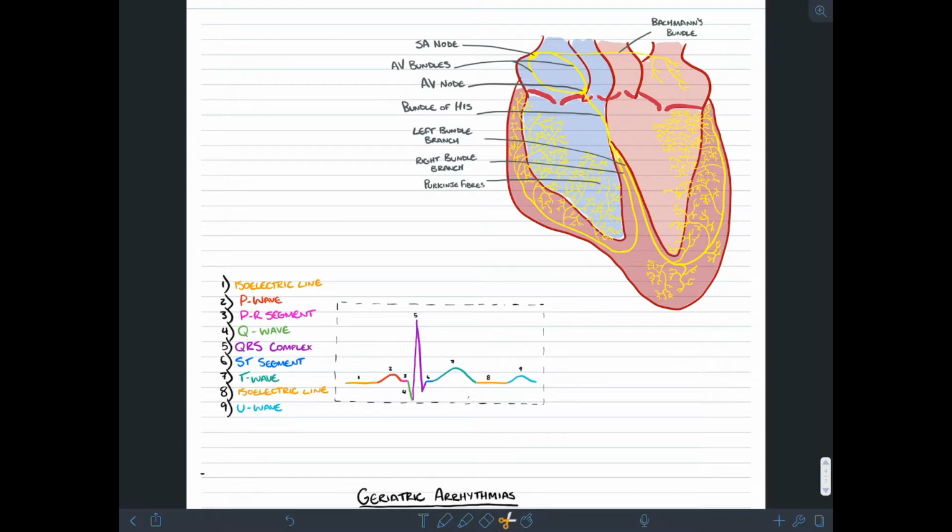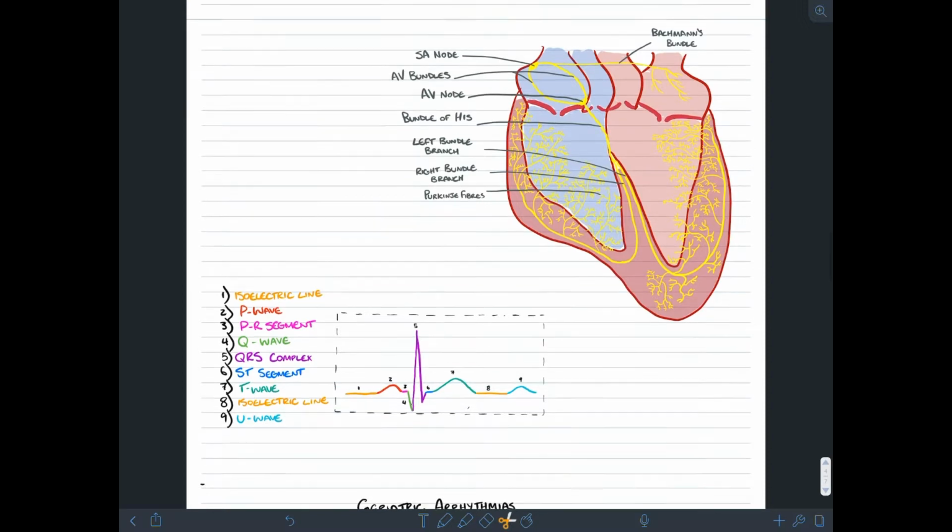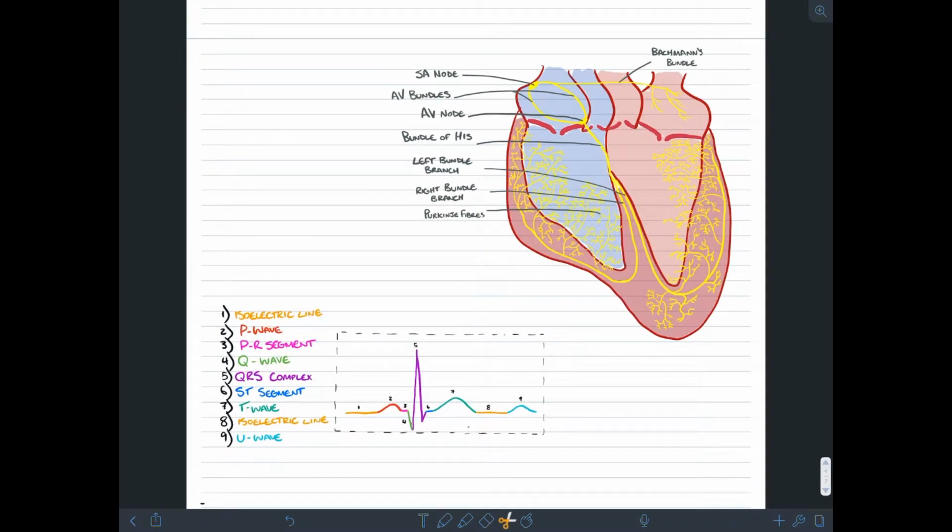Now we get to our step 8, which is our isoelectric line, and that is again no movement whatsoever in the heart in terms of electrical conduction. And then we approach phase 9, which is really widely unknown, actually.